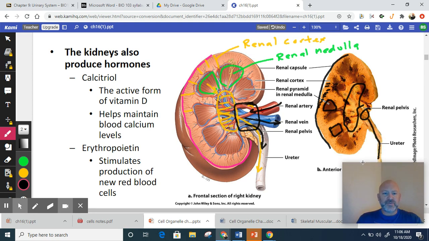Erythropoietin. Remember, erythrocytes are red blood cells, right? That's kind of important to know. Erythrocytes. So erythropoietin stimulates the production of new red blood cells, or the production of new erythrocytes. Calcitriol is a hormone that helps to maintain the calcium levels in the blood.